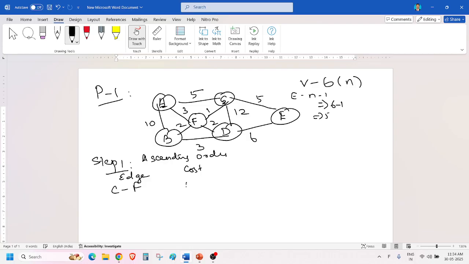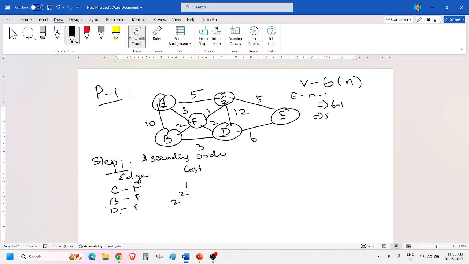What is the cost? 1. Okay, you have to write it down. Next, what is the cost we are having? B to F we are having 2 times. B to F is also there, as well as D to F. So you have to consider both the things. So B to F, first I will write 2. Then afterwards D to F also 2.